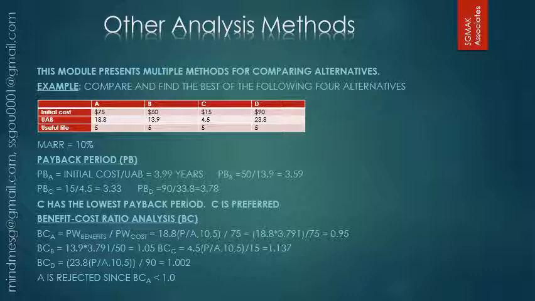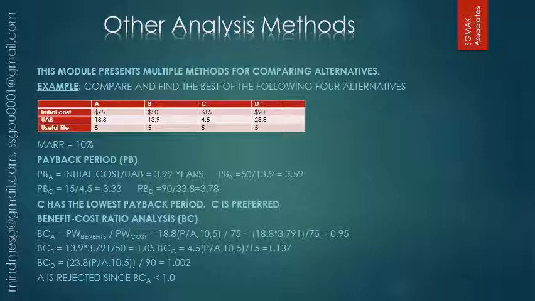That's the definition of payback period, ignoring the time value of money. Payback period for B is initial cost 50 divided by annual benefit of 13.9. So that gives you 3.6 years. For C, following the same logic, is 3.3 years. And for D is 3.78 years. So simple logic says that quicker you can recover the initial cost, the better off you are. So you'll select the one with the lowest payback period. So you'll prefer C in this case. Alternative with the lowest payback period.